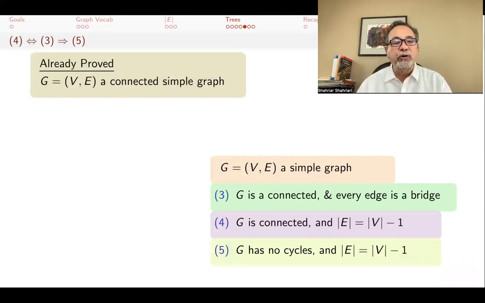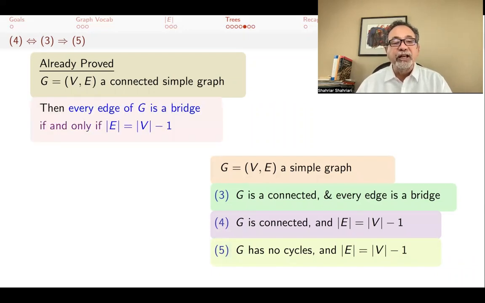Why? Well, because we already proved that if you have a connected simple graph, then every edge is a bridge if and only if the number of edges is 1 less than the number of vertices. That was earlier in this lecture. We proved that, and that already proves that 3 and 4 are equivalent. So the equivalence of 3 and 4 we already proved.